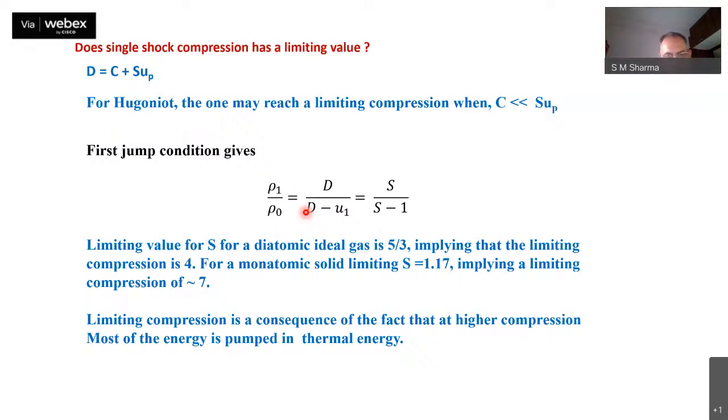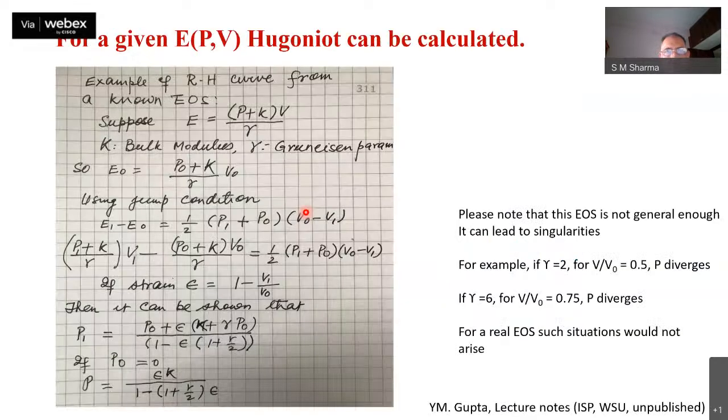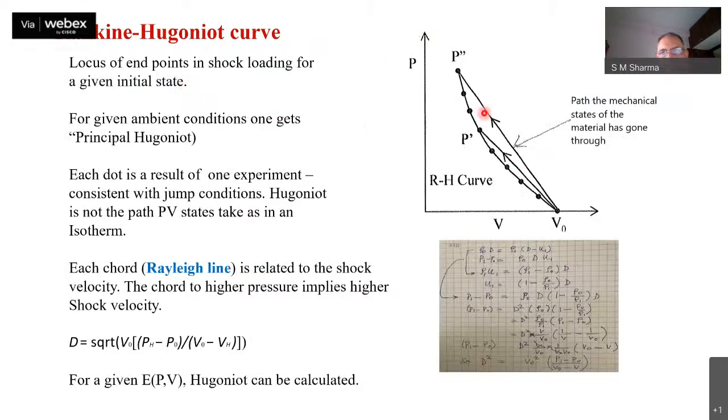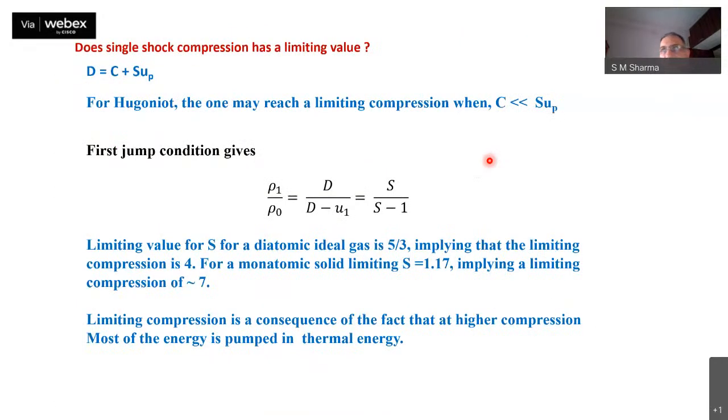We will discuss shortly. But why in a single compression you can't go higher is because if you look into the Hugoniot curve, it keeps on steepening up as you go to higher and higher compression. It steepens up basically because as you go to higher and higher compression, larger and larger amounts of energy, internal energy, get pumped into the thermal energy. It doesn't go into the compression. Instead, it goes into the thermal energy.